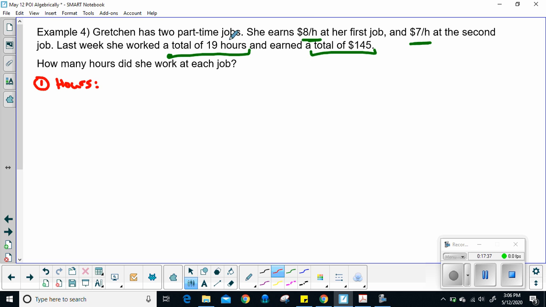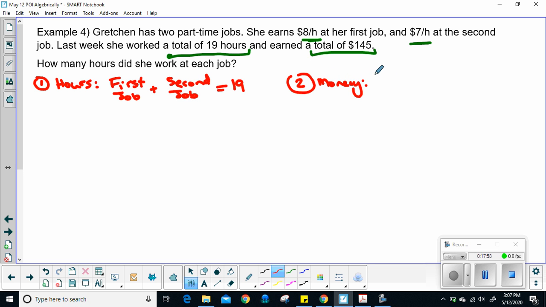So I know I've got hours at her first job plus the hours at her second job. And all of that's going to give me a total of 19 hours. Okay. Equation 2, I'm going to be basing it on the money. So I know I've got $8 at her first job and $7 per hour at her second job. And that's going to give me a total of $145.